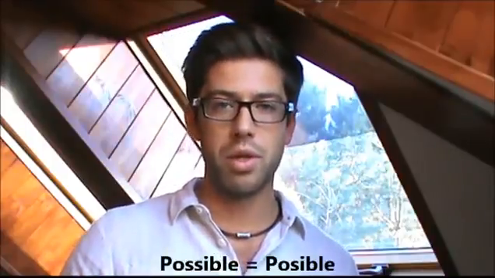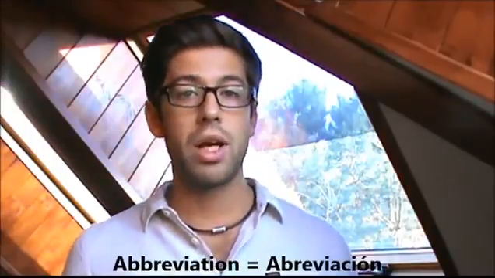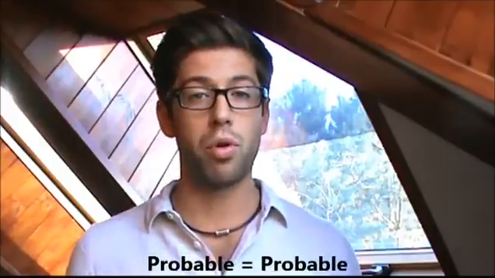So let's start with cognates. Now, cognates are the words that are similar in English and your given language. So for example, in Spanish it would be possible, posible, abbreviation, abreviación, probable, probable, and there are thousands of these words, and cognates mostly apply to Spanish, Italian, French and Portuguese. So if you study one of these languages, they will definitely help you to speed up.